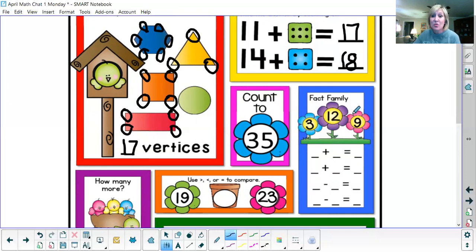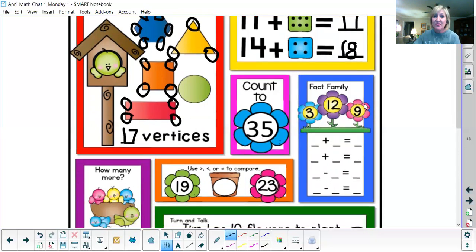Now we're going to move next door to the fact family. Now, a fact family is just a group with 2 smaller numbers. Those are called the 2 parts, and the whole. The whole in a fact family is what you would get when you put the 2 parts together. So the 2 parts here are 3 and 9. And when you put 3 and 9 together, they make a whole of 12.